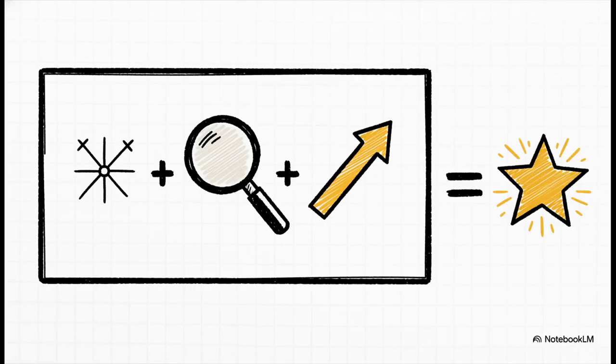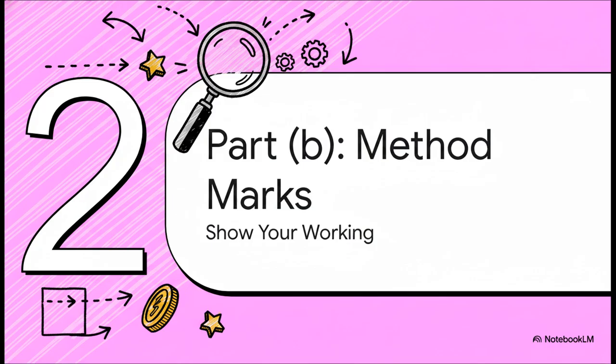So here's the golden rule for any describe the relationship question. The formula is simple. Name both variables from the axes, in this case age and weight, and clearly state the direction of that relationship. That is the exact recipe for that communication mark. Awesome, 1 mark in the bag.